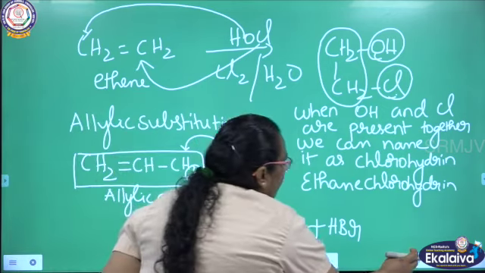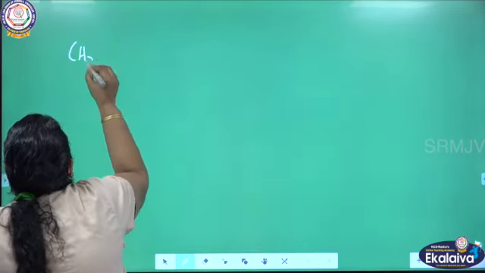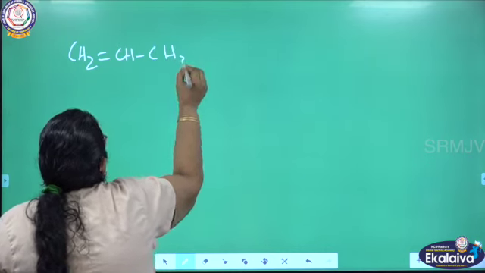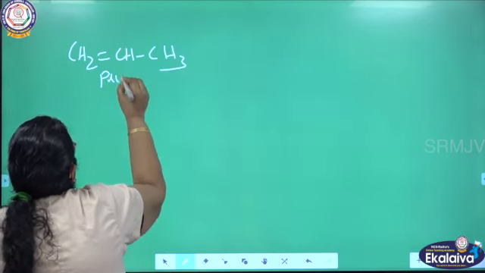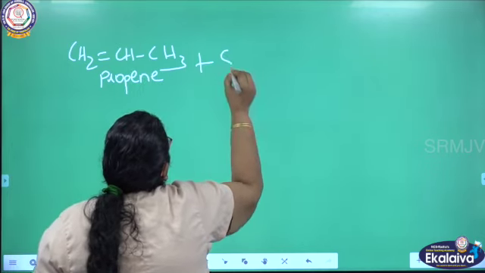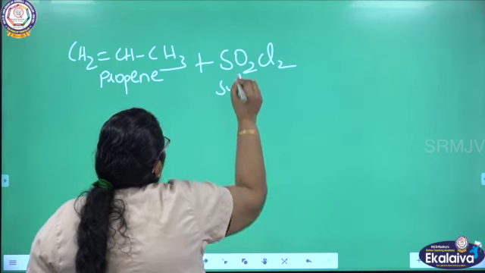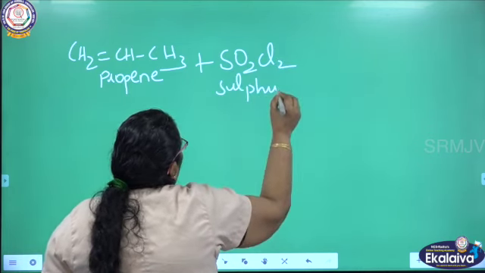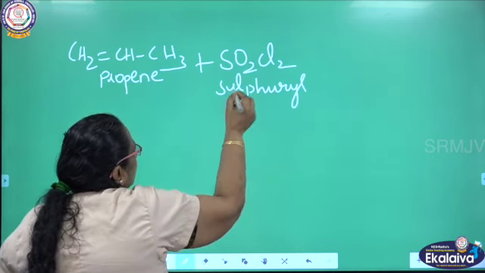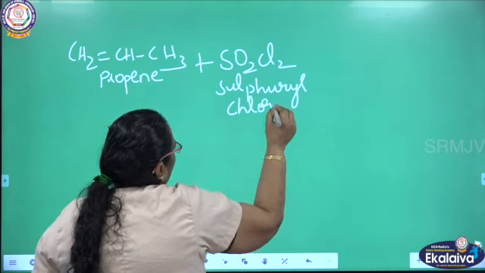Okay, next one. One more example we will see. Again it is propene. Propene reacts with sulfuryl chloride. What is the name of this compound? Sulfuryl chloride. See, sulfur dioxide and chlorine, SO2 and Cl2, so we can call it sulfuryl chloride.